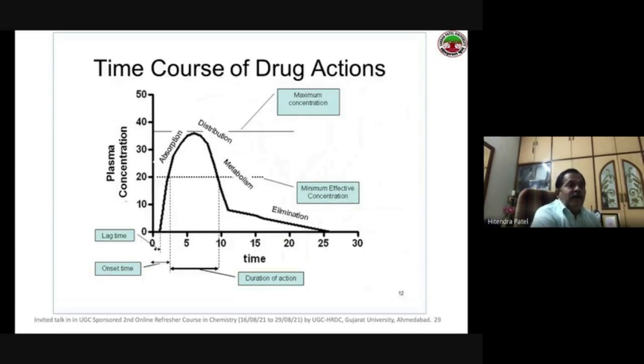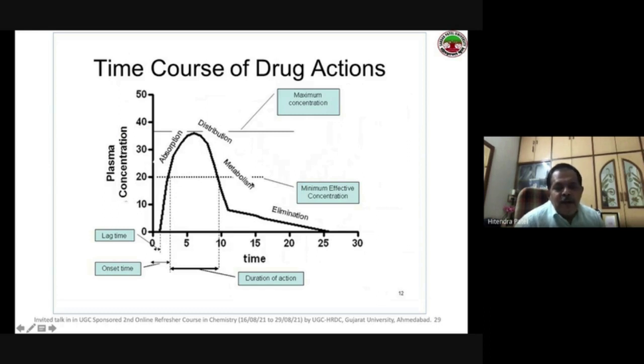Now, friends, with the ADME tools for any drug molecule, for designing a drug dose it is very important to see the time course of drug action. Let us see this diagram: time versus plasma concentration. Suppose we take a drug molecule orally, then you can see these important points.